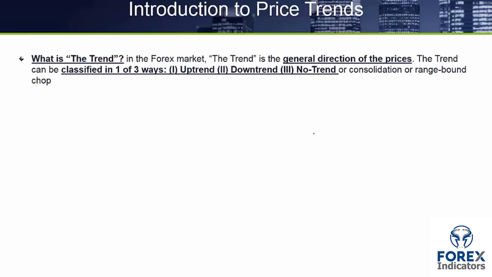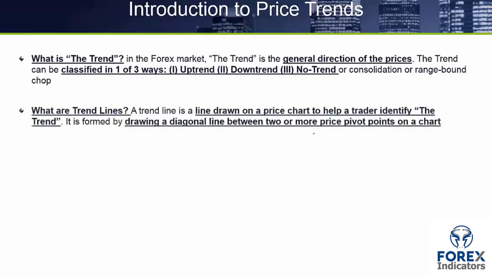So what is a trend? Well, in the Forex market, the trend is generally the direction of the prices. The trend can be classified in one of three ways. You've got an uptrend, a downtrend, or no trend. Okay, also known as consolidation or range bound market.